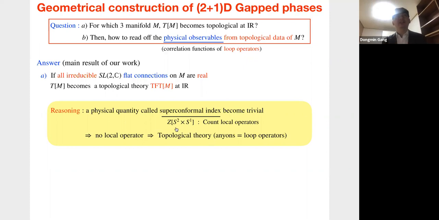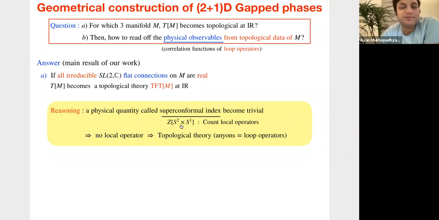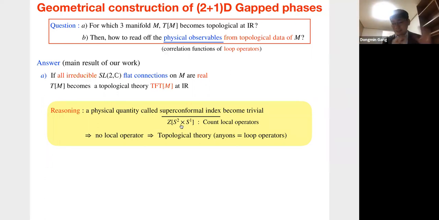The reality of this connection implies that this partition function does not grow much in some limit. And if, in a certain limit, the partition function does not grow much, that implies that this becomes trivial. So in this way, we argue that, yeah. This is beautiful. Okay. It's very technical, but this is the basic algorithm.